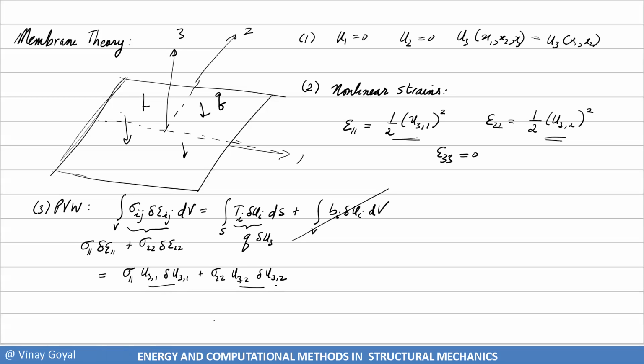So I'll use the same approach as I used before. In membrane theory, typically sigma 1 1 will be equal to sigma 2 2 because of symmetry. But assume for a second they're not, that is okay. We can go ahead and continue the derivation. So I'll continue here on the right. So I have, like that.